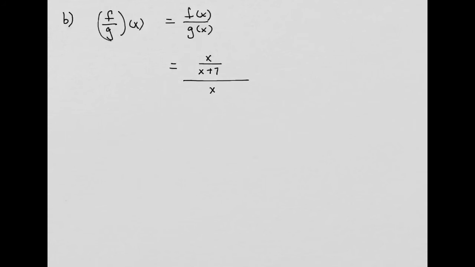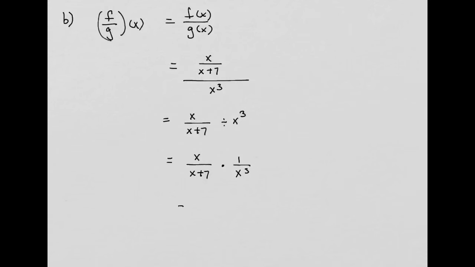And the second part of the problem is what is f divided by g of x. Now this is the same as f of x divided by g of x. So this becomes x over x plus 7, all of this divided by x cubed, which can be simplified. So x over x plus 7 divided by x cubed is the same as x over x plus 7 times 1 over x cubed.